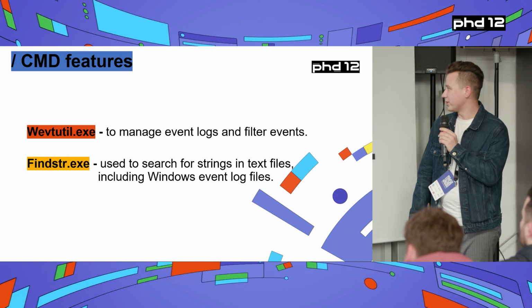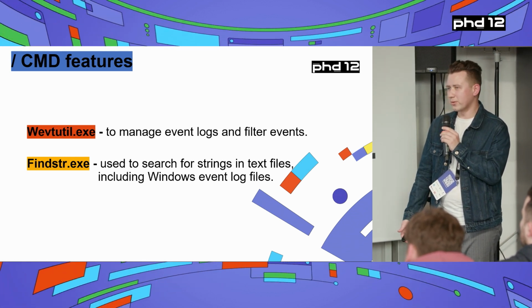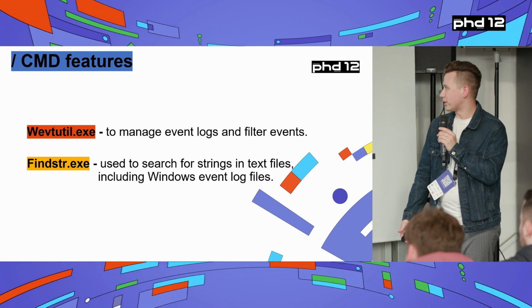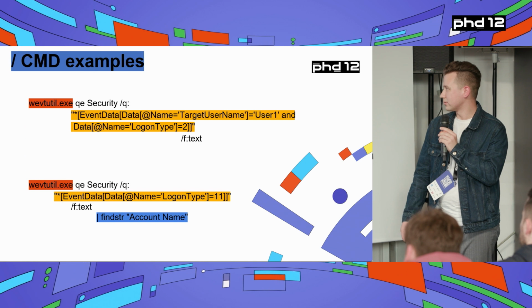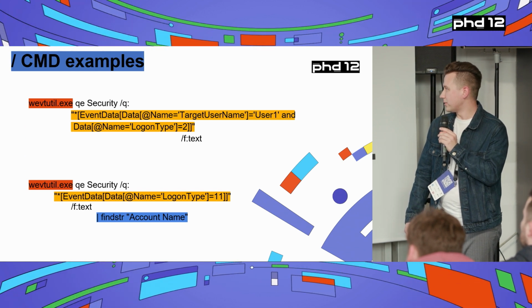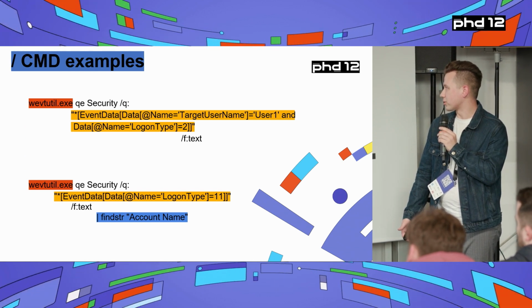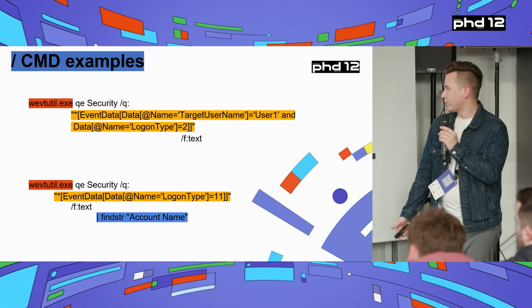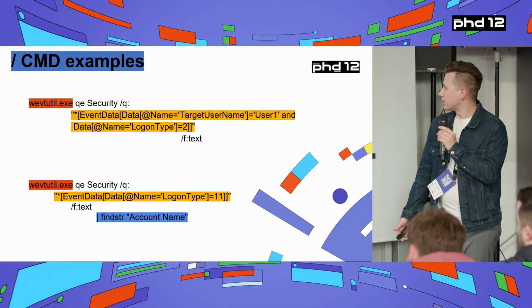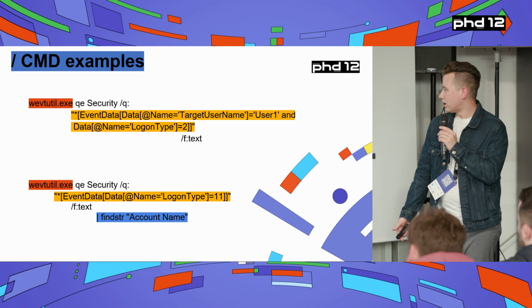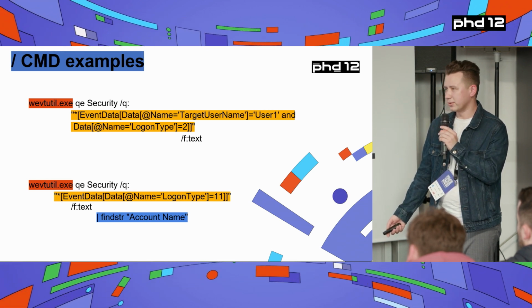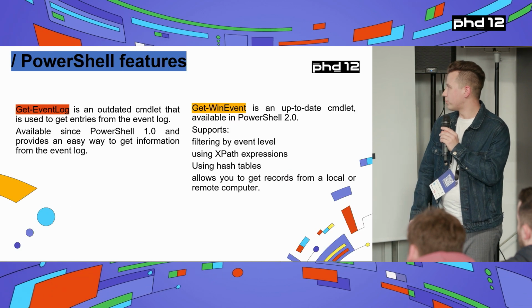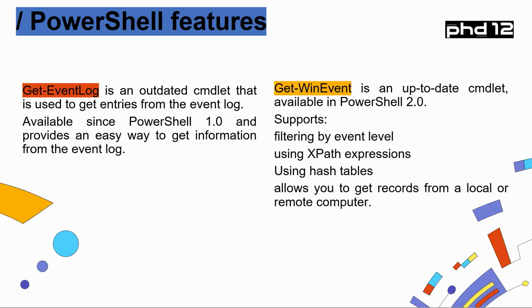Let's consider CMD filtering features. We have a tool to manage event logs and filter events, as well as findstr.exe. As an example, here we can deal with a query request. We see user 1, we log on type 2, and in the second one, we can filter out the users that may have taken part in specific events.